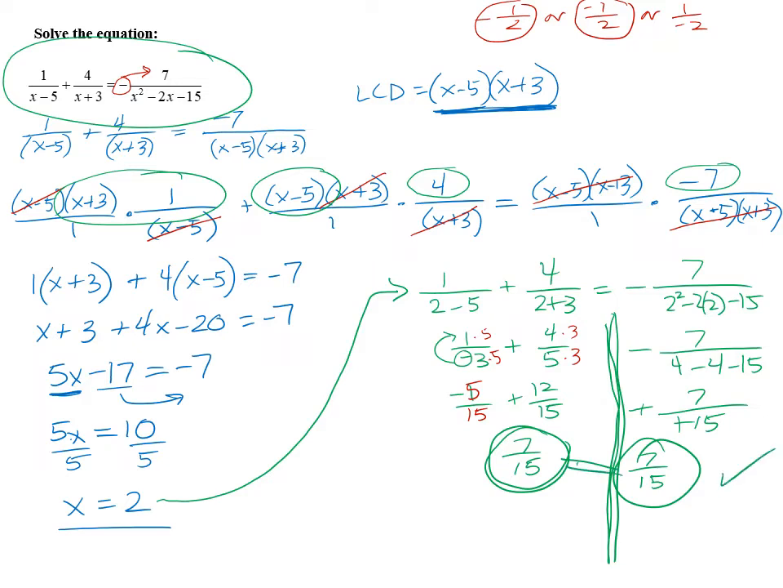So the only thing left to do is to actually say this is a solution. And generally, we'll talk about the solution set. So we would say the solution set to this equation is, and then we use set notation, which is an open brace and a closed brace. So we use braces to represent the set. So the solution set is 2. Okay.